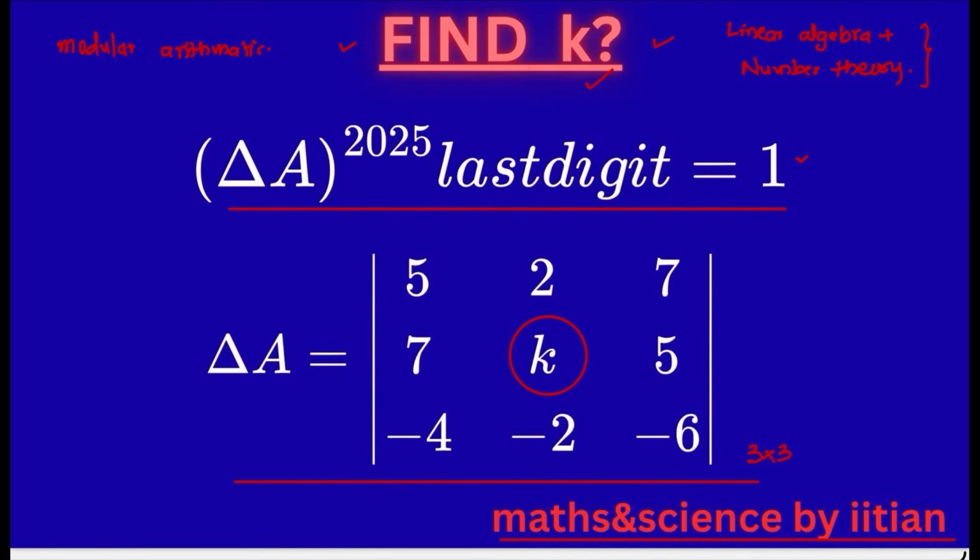It's a very tricky, complex problem, but we can solve with whatever knowledge we have gained through my lectures till now. For basics of linear algebra, determinant, please go back to my matrices lectures, and to find the last digit of any number to the power of 2025, please go back to my last digit lectures. And if the delta A determinant is in the form of k, how to find out? Let us see now.